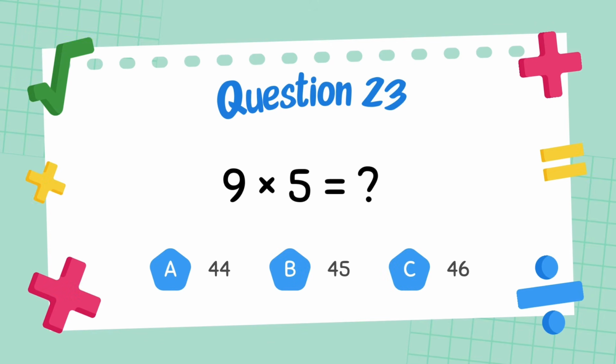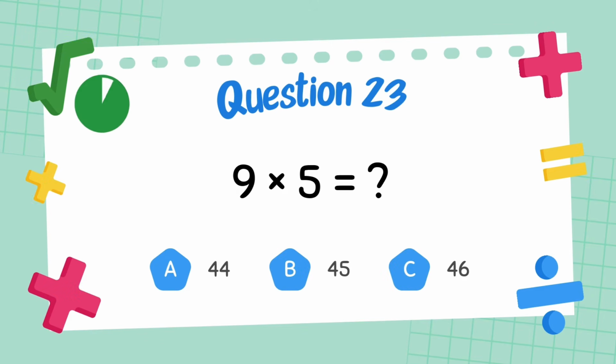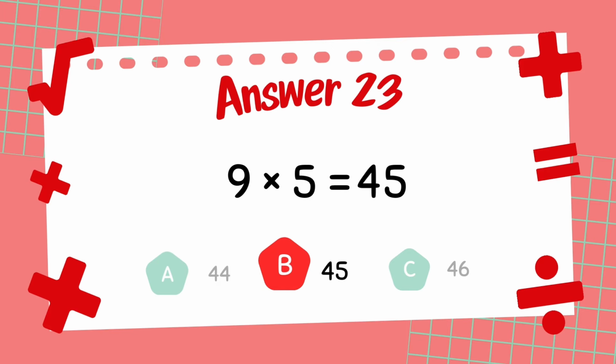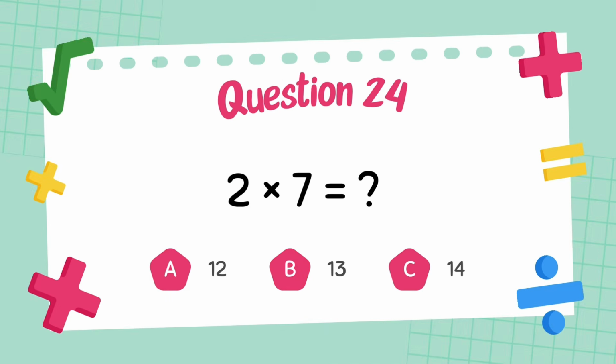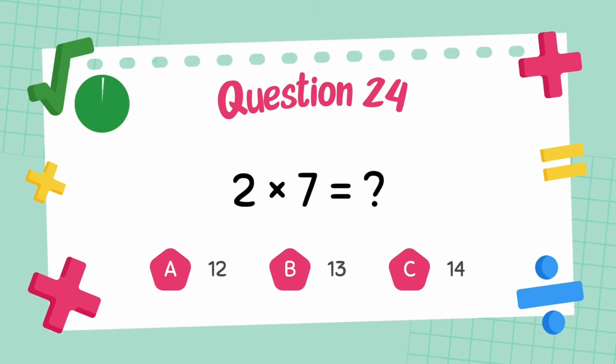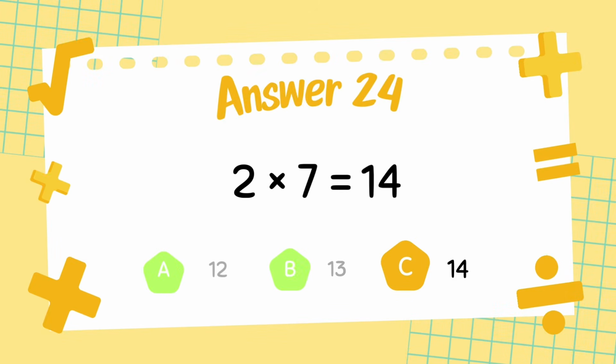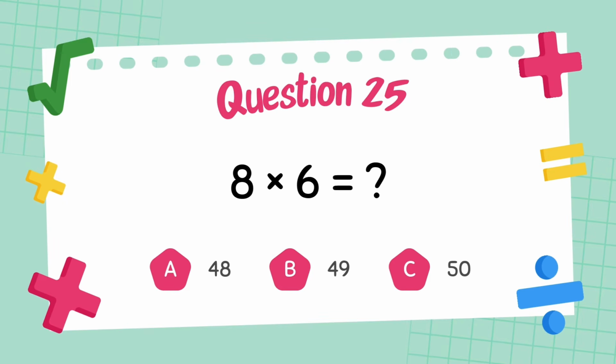What is 9 multiply 5? The answer is 45. What is 2 multiply 7? The answer is 14. What is 8 multiply 6?